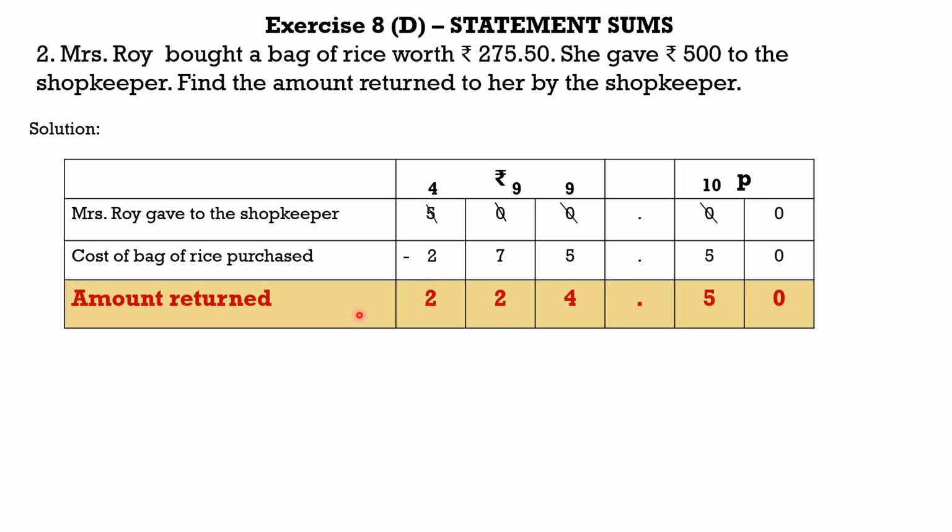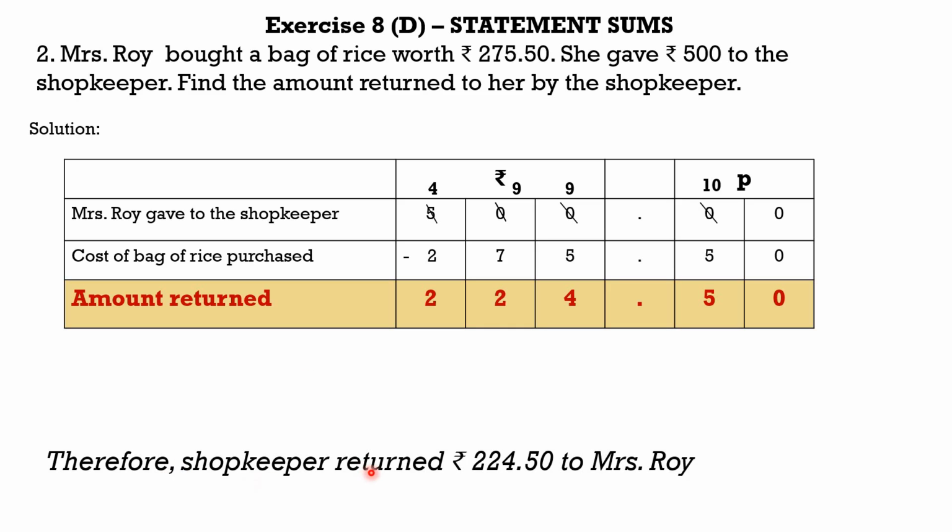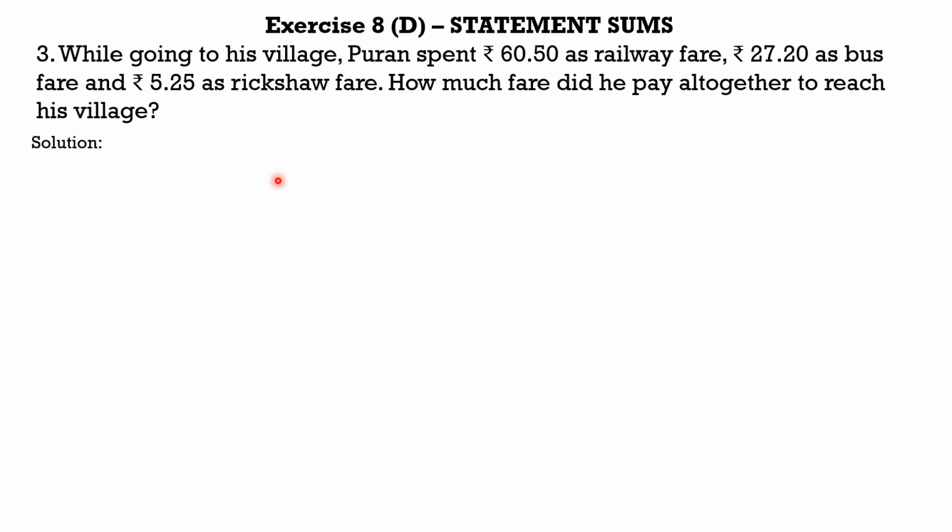So the amount returned back to Mrs. Roy from the shopkeeper is rupees 224.50 paise. Therefore, the shopkeeper returned rupees 224.50 paise to Mrs. Roy. So what we understood is she gave rupees 500 to the shopkeeper and the cost of the bag of rice was rupees 275.50 paise. So the remaining amount, the change that she got back from the shopkeeper, was rupees 224.50 paise.